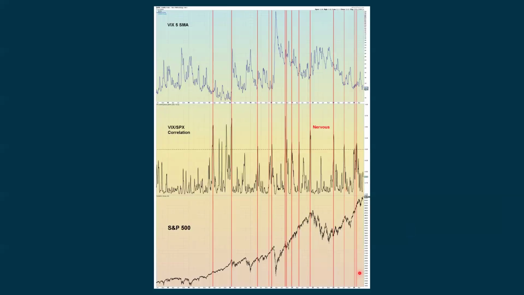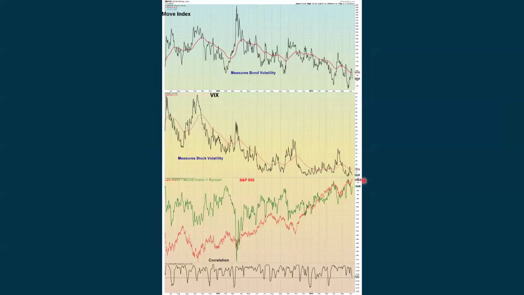Then I look at a correlation between the VIX and the S&P 500. When we get up to a really high reading, that means that the market is kind of nervous. And sometimes we may not be seeing that in the VIX itself, but we might see it in this chart. Right now, we're getting pretty low readings, so there's been no need to show this.